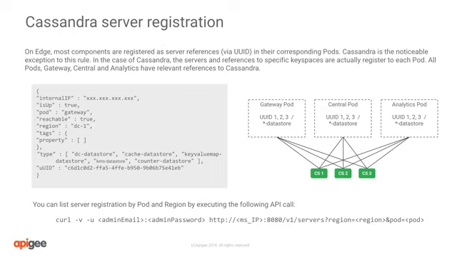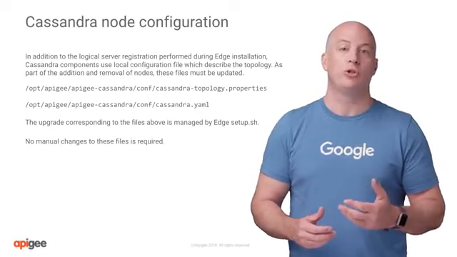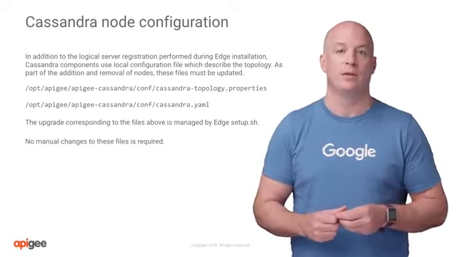In the example on the left, you can see a partial output of a management API call to describe the Gateway pod. The JSON response contains the pod name and the region and the server UUID, but most importantly, it contains all key spaces associated with that server and pod. What has just been described is the logical server registration and is performed during the Edge installation process.